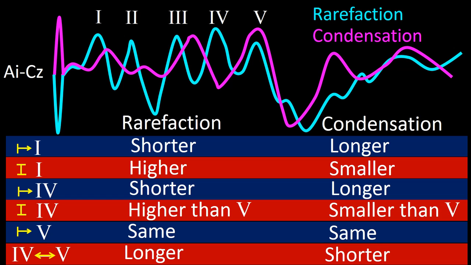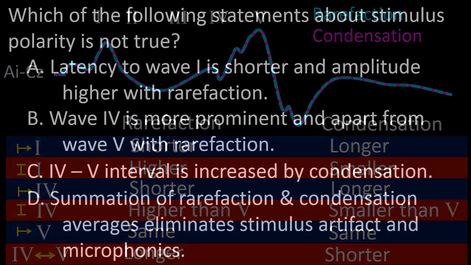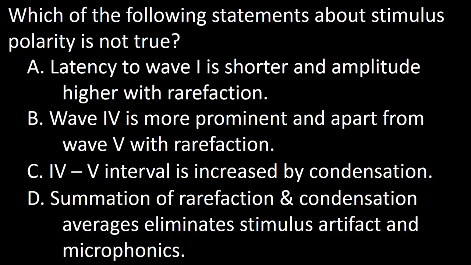It is important to notice that wave 1 and wave 5 go in the same direction and do so more or less at the same time, and that the stimulus artifact goes in the opposite direction simultaneously. Alternating rarefaction and condensation produces a tracing with no stimulus artifact. So the answer to this question is C.